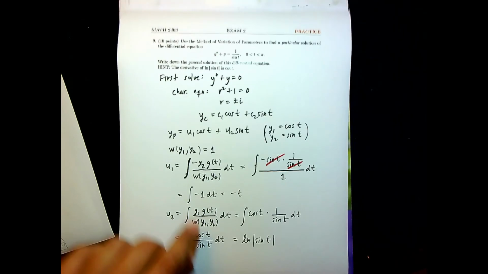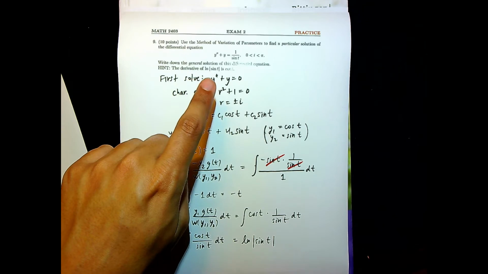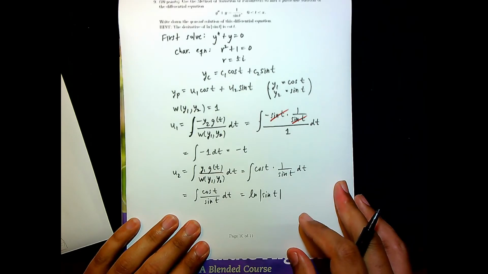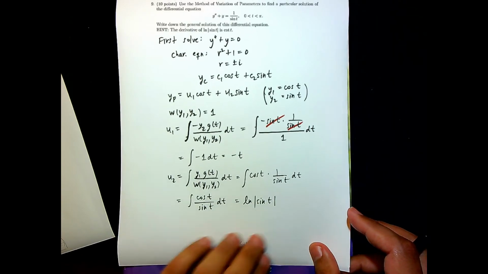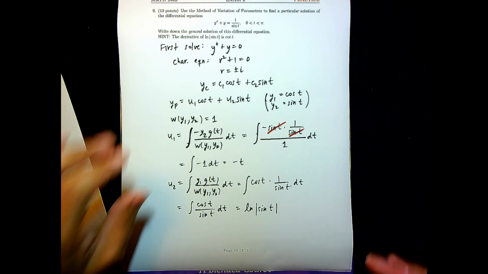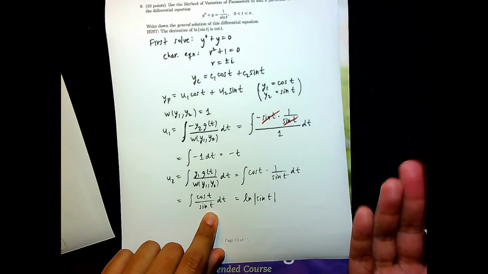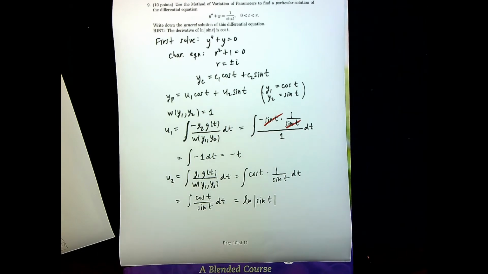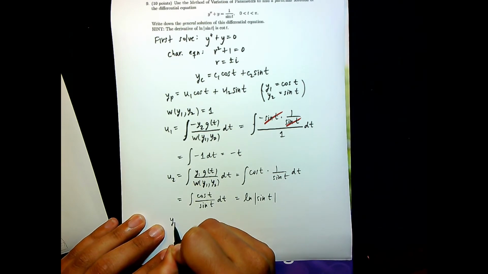The antiderivative of cotangent is the ln of absolute value, but you're going to have more time on the actual test, so I'm probably just not going to put that hint there, but this is a u sub, okay? You find this doing a u substitution. Okay, then now that we have u1 and u2, we have the particular solution.